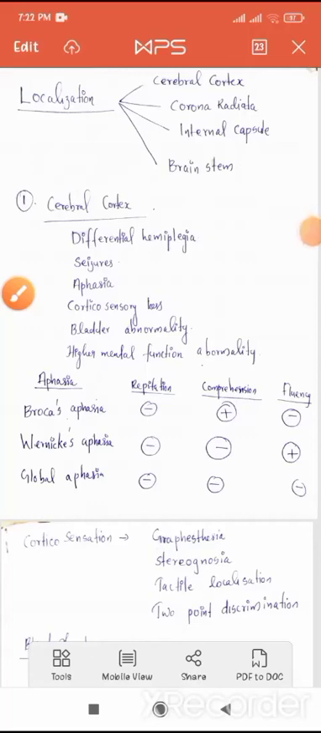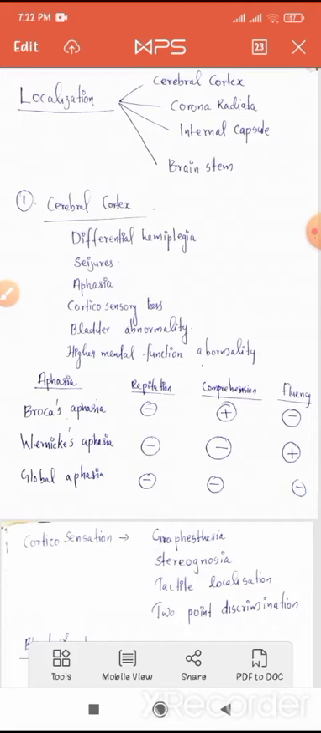Hello all. Today we will continue with our stroke localization part 2. In the last session we studied some basic concepts we should know before going to the localization. So in this session we will be handling how to localize a stroke and some important things. With these basics you can localize a stroke.